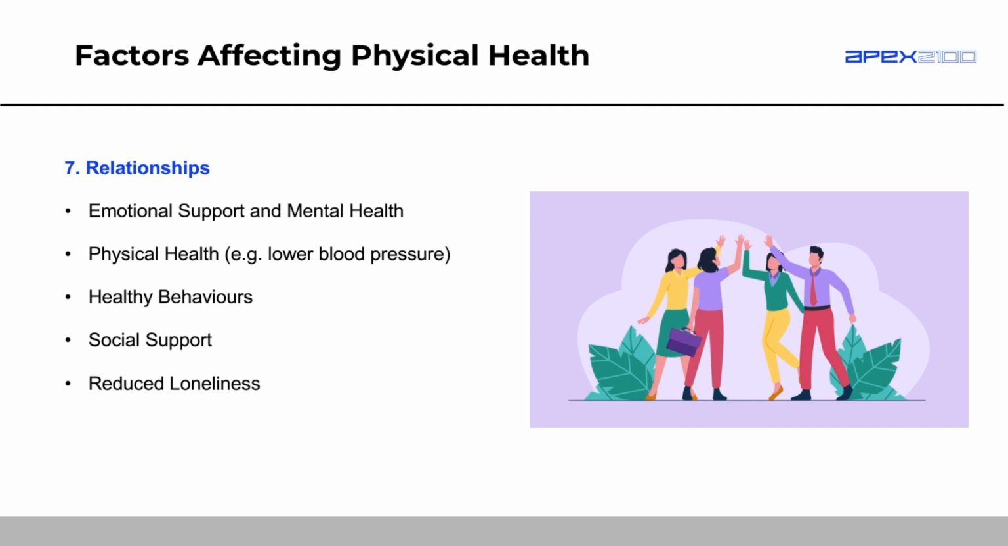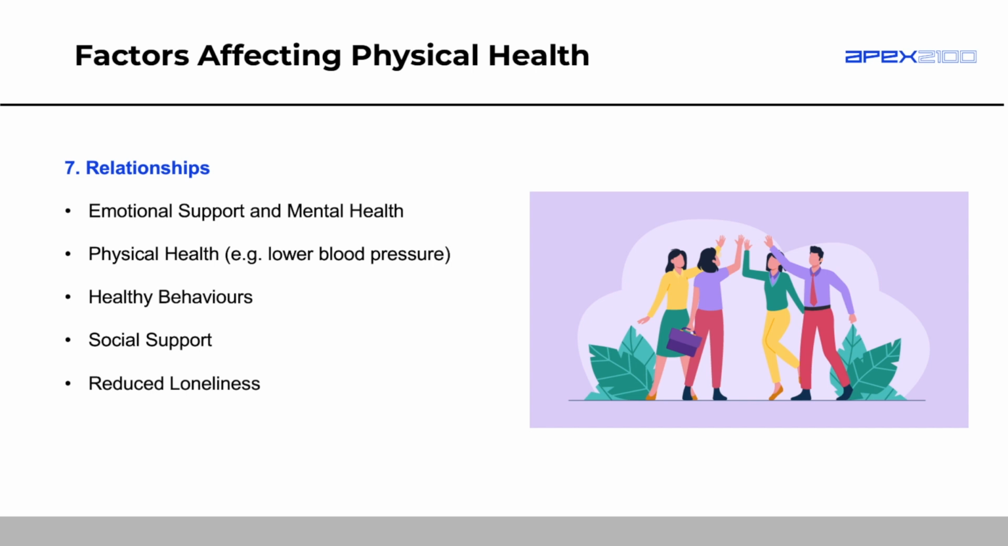Okay, last factor that affects our physical health is relationships. Relationships can significantly impact our health in quite a few ways. Firstly, if we have good relationships with our family, friends, etc., we have some emotional support and mental health. So healthy relationships can reduce the risk of mental health issues like depression and anxiety.